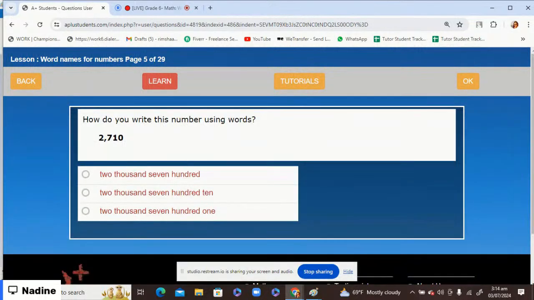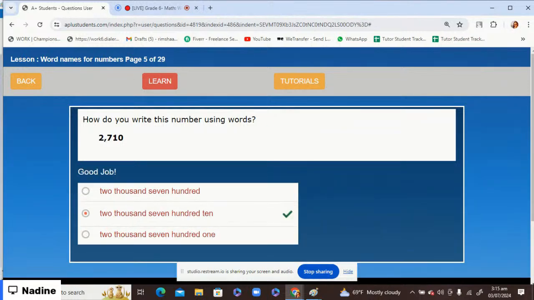How do you write this number using words? So it's 2, 7, 1, and 0. Okay, so let's just check. 2710. It's the number. 2 is in thousand place, 7 is in the hundred place, 1 is in tens place, and 0 is in ones place. Okay, so this becomes 2710. So where is 2710? It's the second option. Here we go with it.